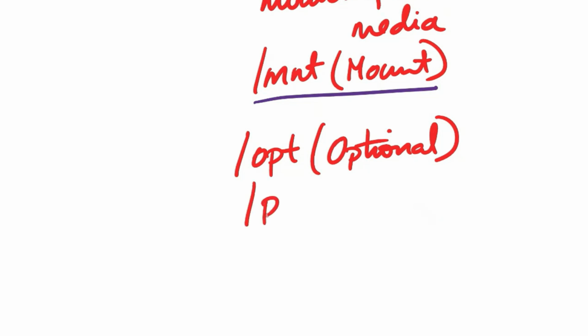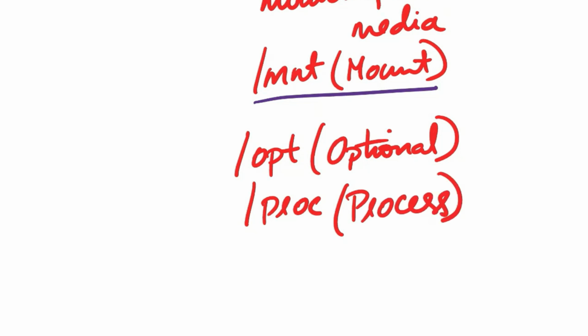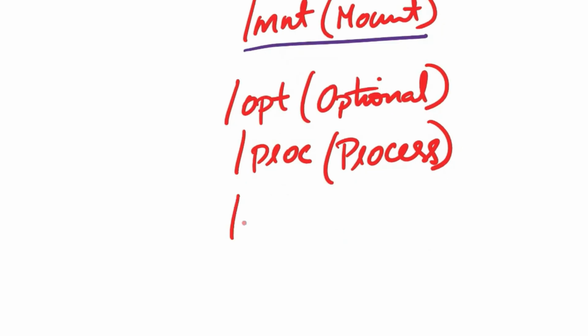Next, /proc or process. This directory provides a virtual file system that exposes information about running processes and kernel parameters in a structured format. It's a crucial interface for system monitoring and management. Next, /root. The home directory for the root user or the super user is located at /root. This is the super user's equivalent of the /home directory for regular users.